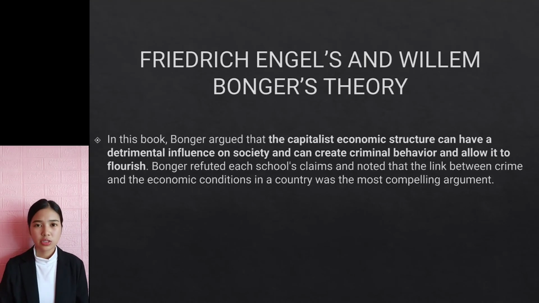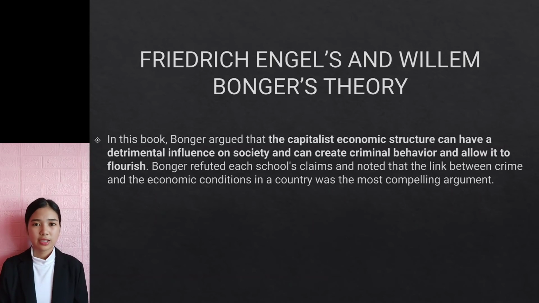So, Friedrich Engels and Willem Bonger's theory. In his book, Bonger argued that the capitalist economic structure can have a detrimental influence on society and can create criminal behavior and allow it to flourish. Bonger refuted each school's claims and noted that the link between crime and economic conditions in a country was the most compelling argument.